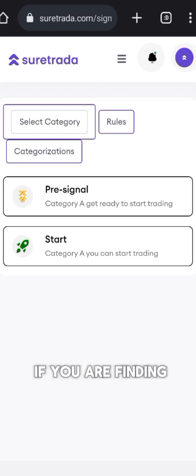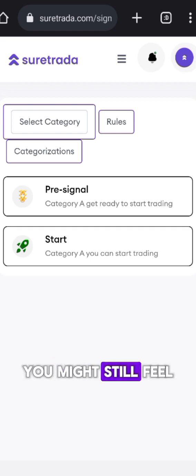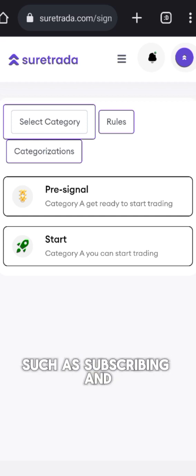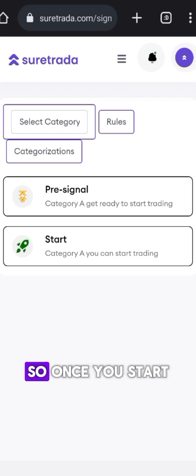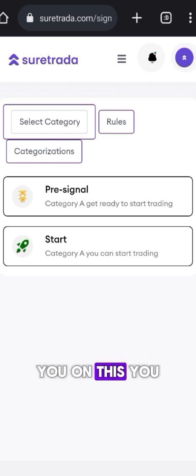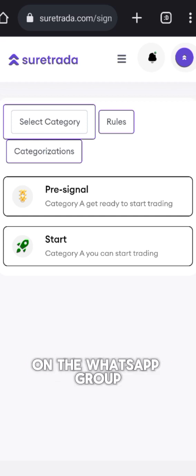So at this point, if you're finding it a bit confusing, it's all right. Until you have due practice of it, you might still feel a little bit unsure of what to do. So it's okay. Just follow the simple process or steps that you already know, such as subscribing and signing up on the platform. Right. So once you sign up on the platform, you get to see the signals and what I've been talking about. At any point you have any question, you can always rewatch this video and you can ask that question on the WhatsApp group.